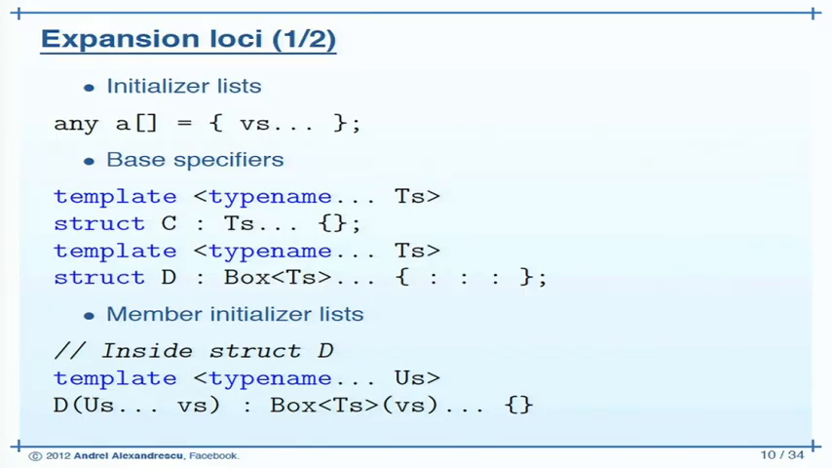Right? All right. And at some point we have this guy here and maybe want to initialize it. Well, guess what? You can actually expand inside the member initializer list. So imagine we're inside the struct D, and we say template type dot, dot, dot, Us, which is a different thing. And we have D taking Us and it forwards them to box of Ts dot, dot, dot. So this is going to expand nicely.